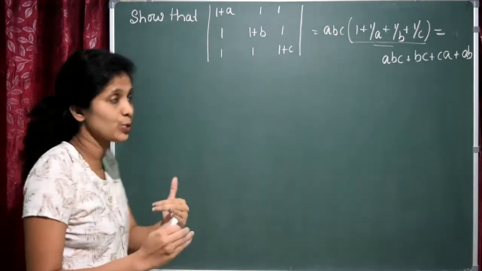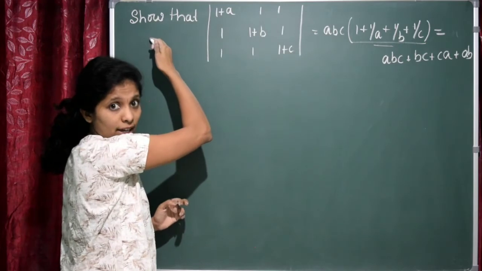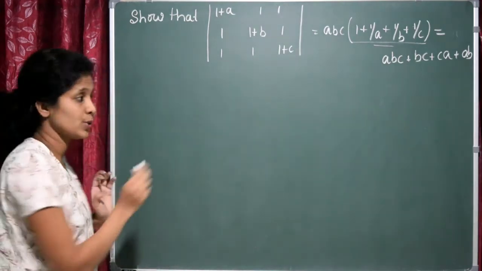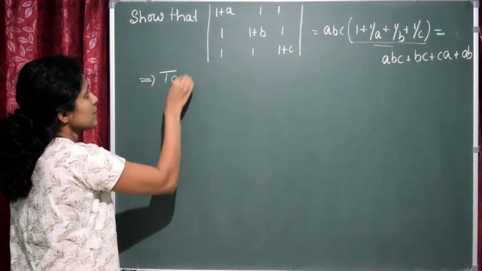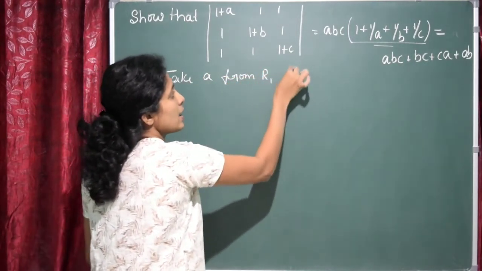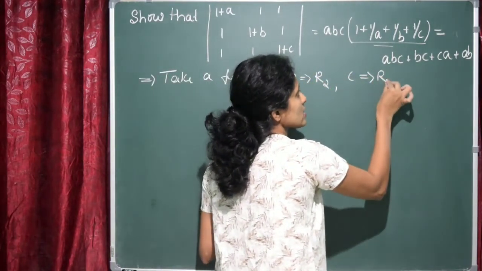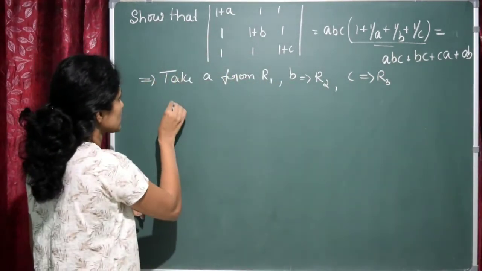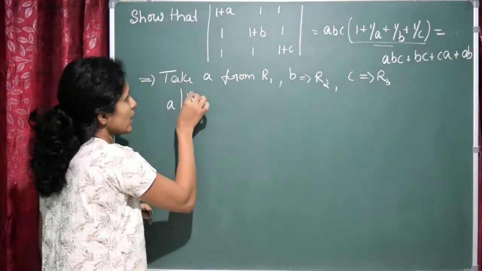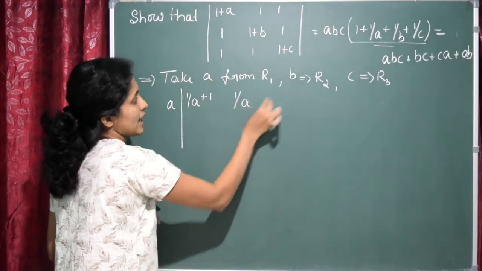For that reason, you have to remember this one. You have to take a common from the first row, b from the second row and c from the third row. Take a from R1, b from R2 and c from R3. If I take a common from the first row, what happens here? This will be now 1 by a plus 1, right? And this is again 1 by a, and this is also 1 by a.